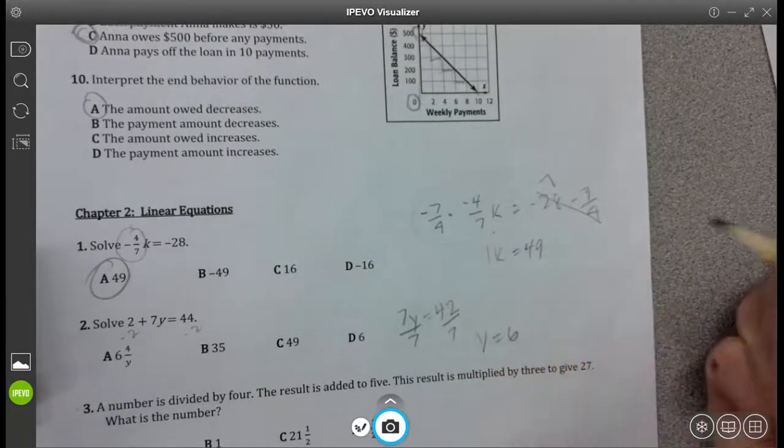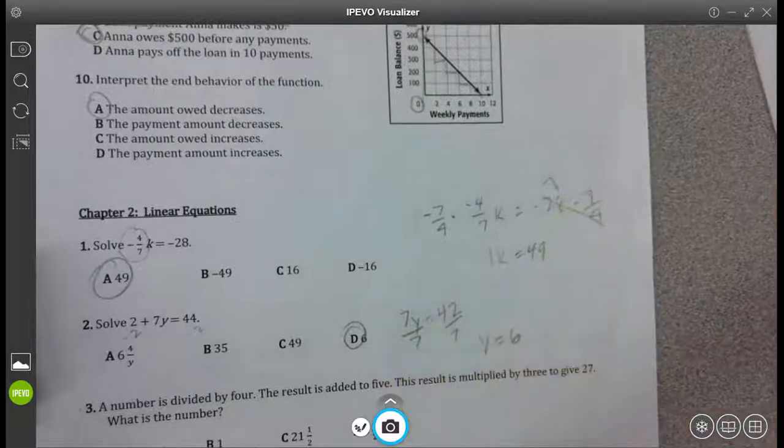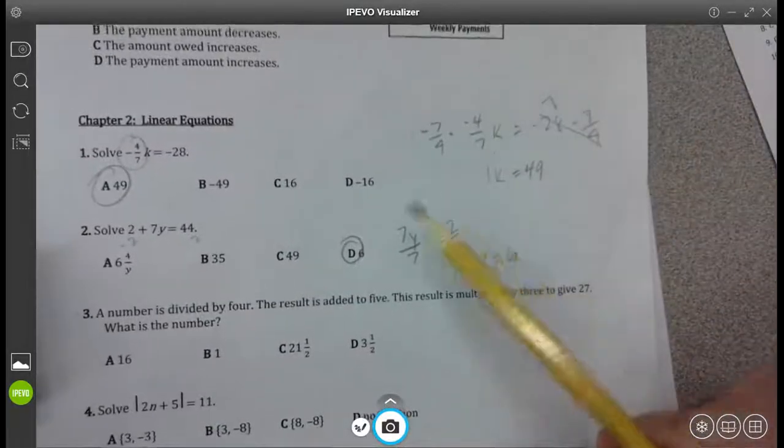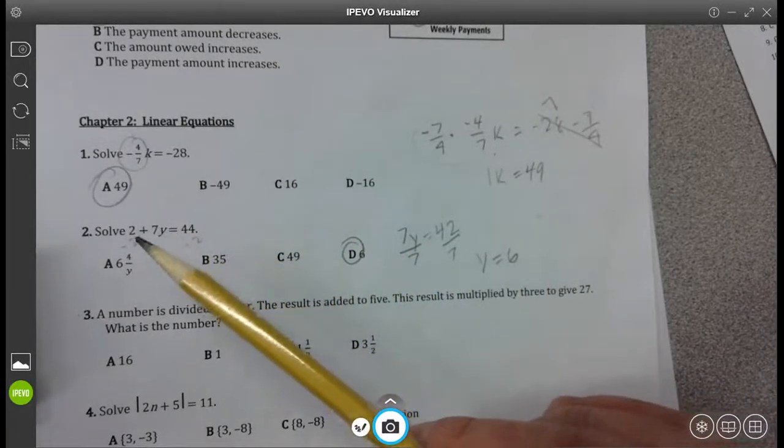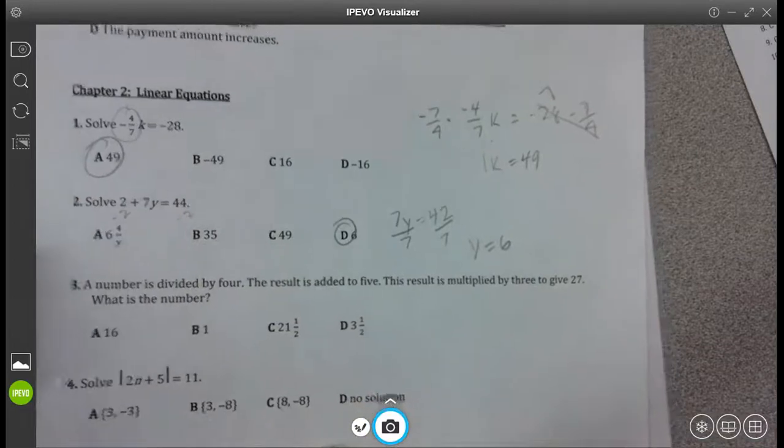That's not always the case. You might get a decimal, you might get a fraction, but we have a very nice number. The beauty of math is you can check your work. If I put 6 back in, 7 times 6 is 42. 42 plus 2 is 44.